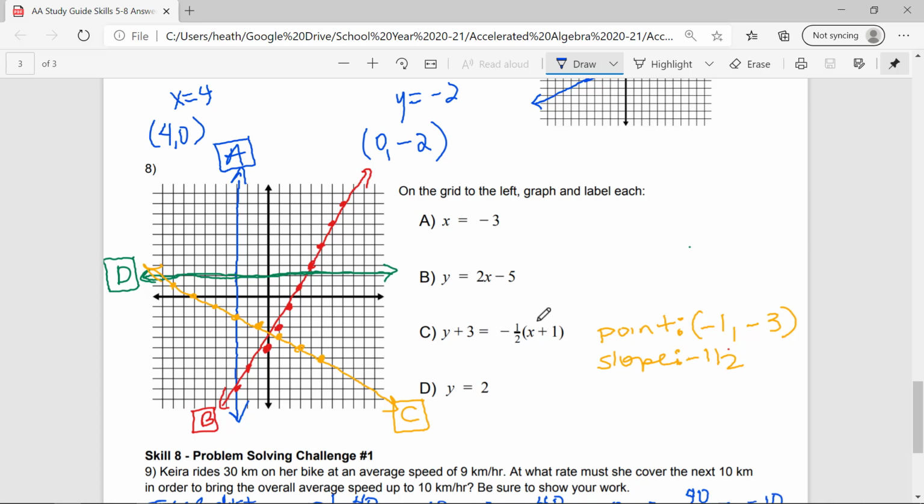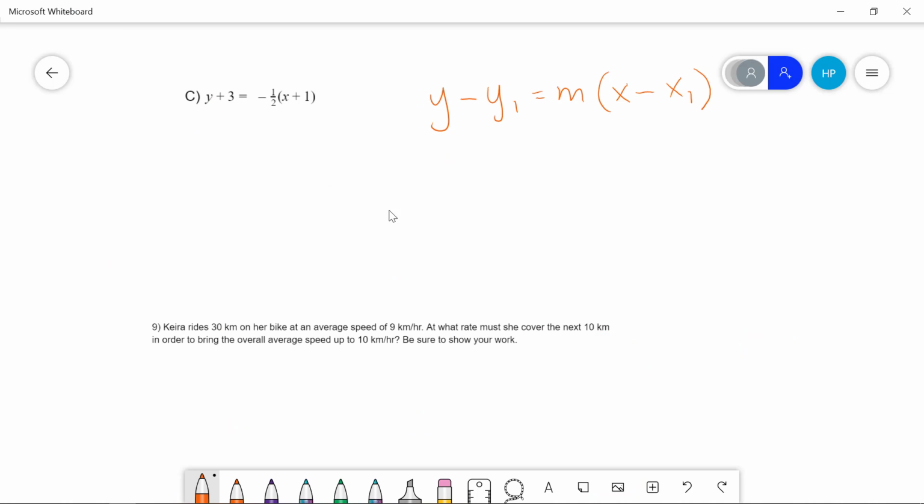This is point-slope form. So point-slope form looks like this. And we'll talk about in class, hopefully we already have, about how this comes straight from the slope formula. So this is the same as minus -1 here, and this is the same as minus -3. So I can see that the point from this equation is actually this point, -1, -3. And that the slope is this number right here, the -1/2.